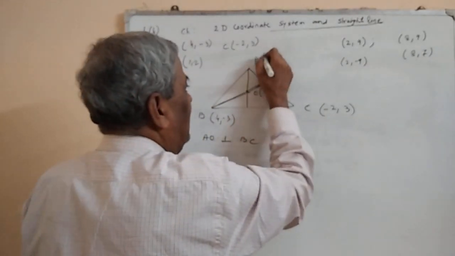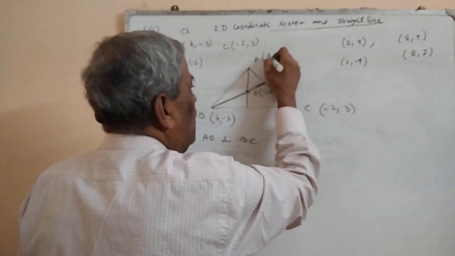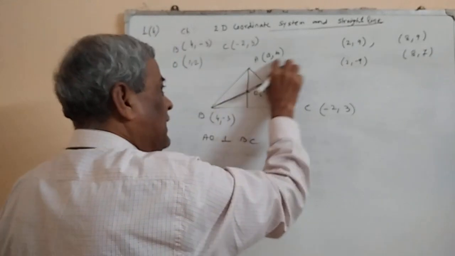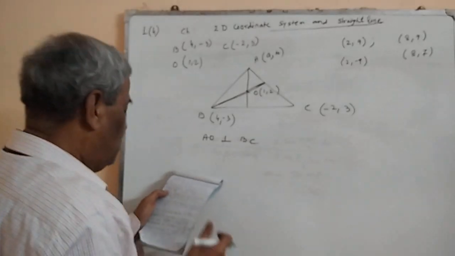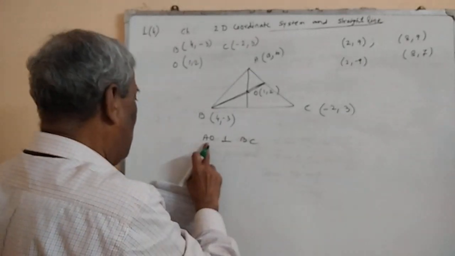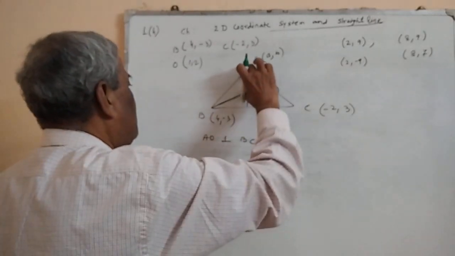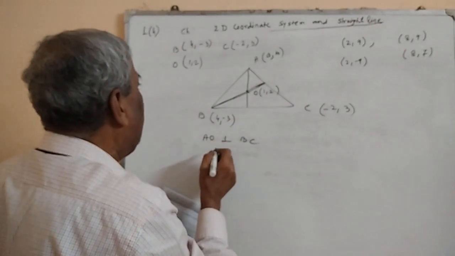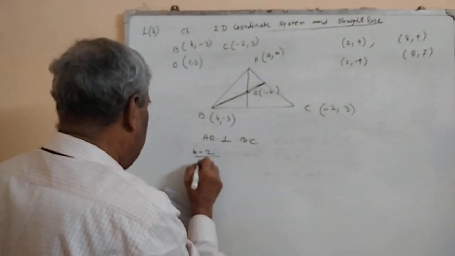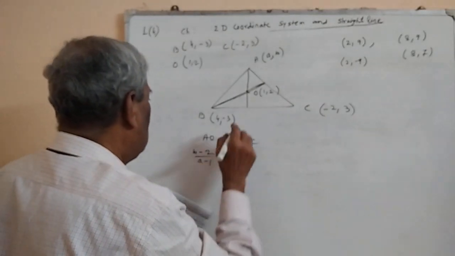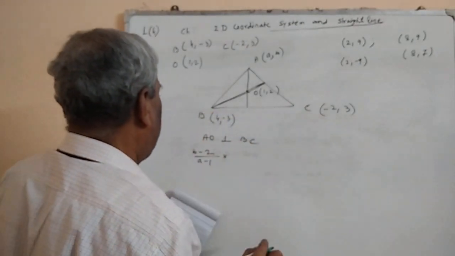Let us take A is small a, B. We have to find out a, b, that is the third vertex. So AO is perpendicular to BC. The gradient of AO is equal to (b minus 2) by (a minus 1), into gradient of BC.